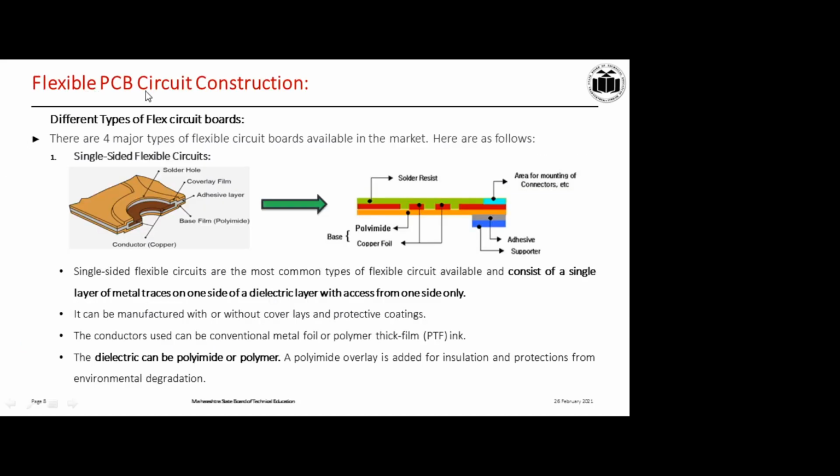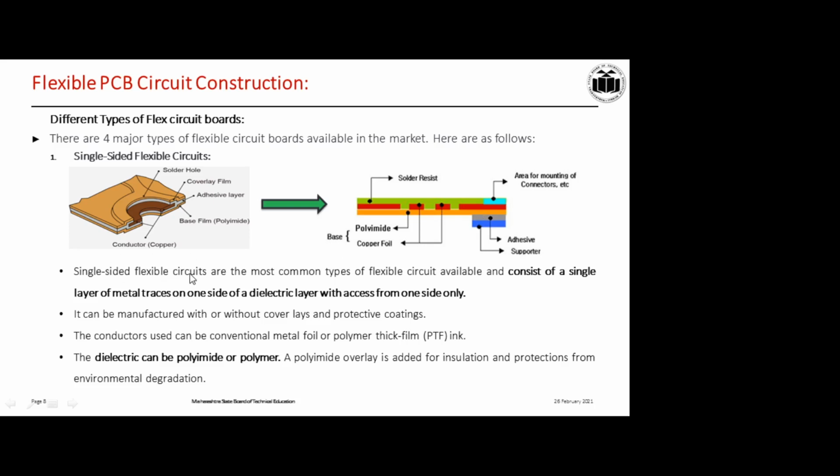Now here is the flexible PCB circuit construction. These are the different types of flexible circuit boards which come. First we will see the single sided flexible circuit. If you see the single sided flexible circuit, it looks like this. There is only one conductor layer and below that conductor layer there is a substrate.